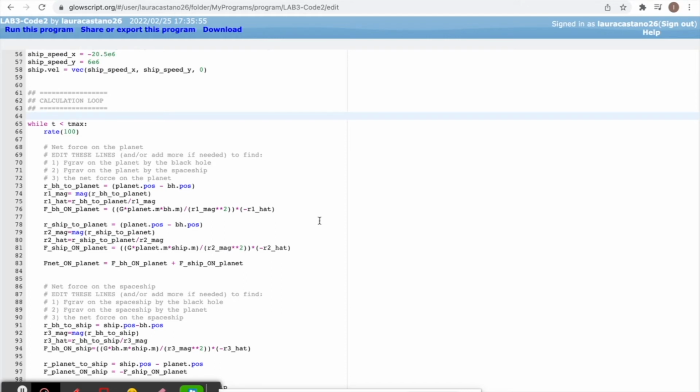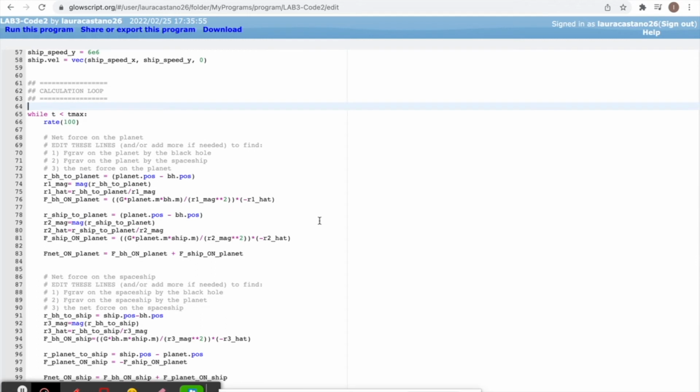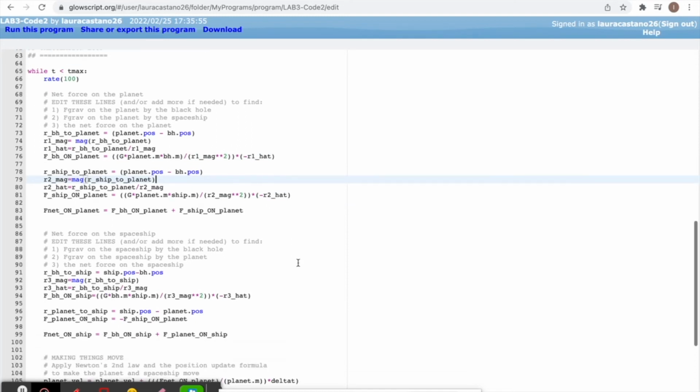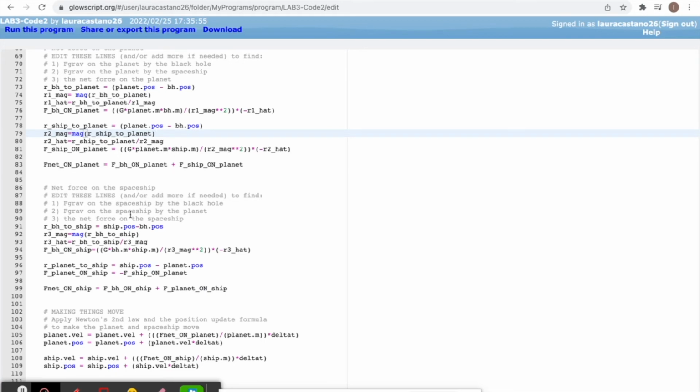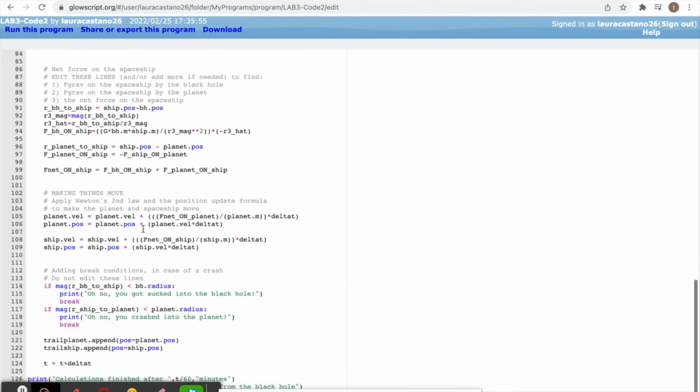There were several calculations involved. We utilized the gravitational formulas to obtain the value of each force to ultimately obtain the net force on the planet. Afterwards, the next step is to calculate the net force on the spaceship. Once again, it is composed of the force of the black hole on the ship and the force by the planet on the spaceship. Then we had to apply Newton's second law. We used the velocity update as well as the position update formula, both for the planet and the spaceship.